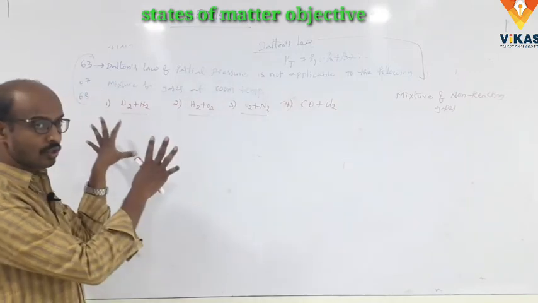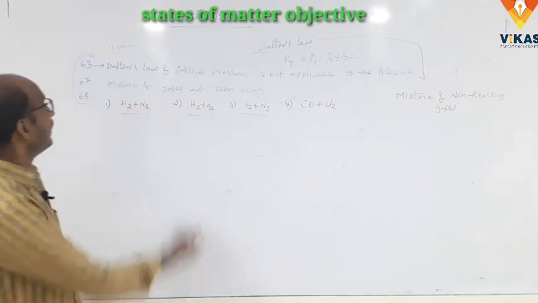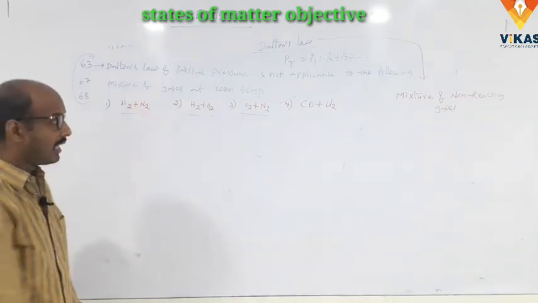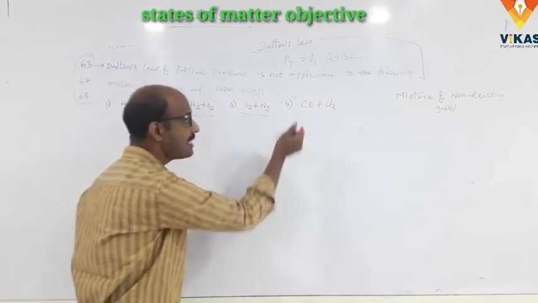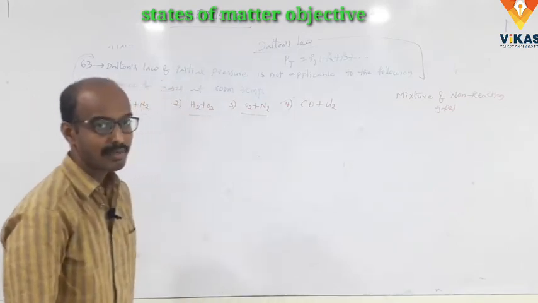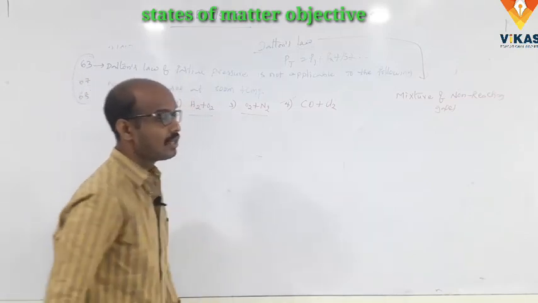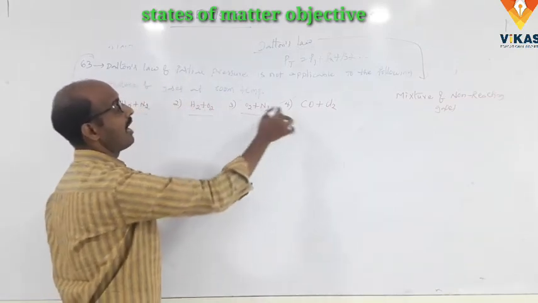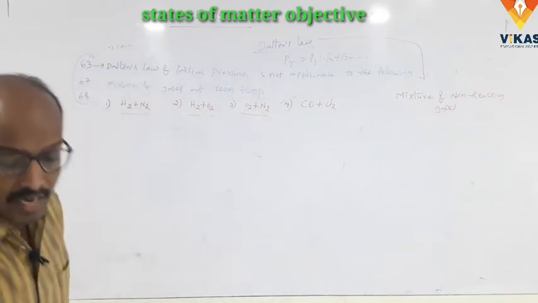ఇచ్చిన 4 ఆప్షన్స్లో ఏది డాల్టన్స్ లాకి అప్లికేబుల్ కాదు అంటే, రిమైనింగ్ 3 అనేవి నాన్ రియాక్టింగ్ గ్యాసెస్. బట్ ఫోర్త్ వన్, కార్బన్ మోనాక్సైడ్ ప్లస్ Cl2, మిక్చర్ ఆఫ్ ద కార్బన్ మోనాక్సైడ్ ప్లస్ Cl2 ఈస్ ద రియాక్టింగ్ గ్యాసెస్. సో బేస్డ్ ఆన్ దట్ పాయింట్ ఆన్సర్ ఈస్ ద ఫోర్త్ వన్. క్లియర్? అండ్ నెక్స్ట్ వన్ 67, 68 కూడా చూడండి నాన్న.